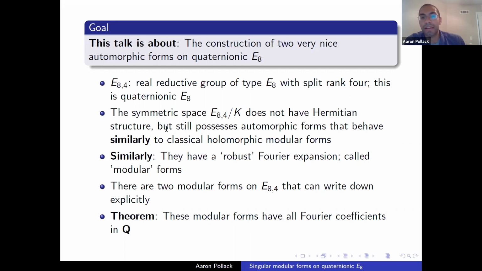So what do I mean by similar to classical holomorphic forms? There's a robust Fourier expansion, which I'll describe a little later, and these special automorphic forms have this robust Fourier expansion. They're called modular forms. It turns out there are two of these special automorphic forms on E8-4 that one can write down very explicitly. The main theorem I want to talk about is that, once you take into account this Fourier expansion, these two modular forms have all Fourier coefficients that are rational numbers.